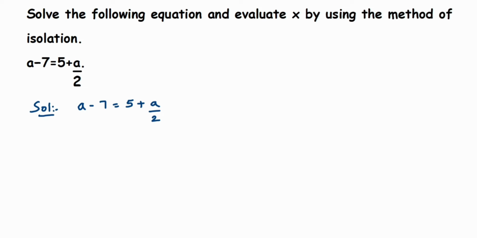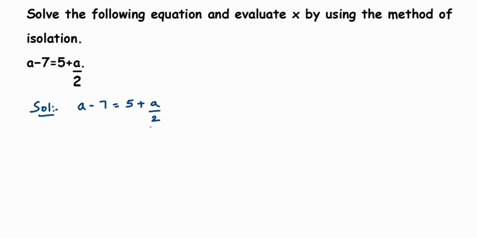So I'm going to take this a by 2 to the left hand side. Balancing method means I want to remove this a by 2 from the right hand side. I want this to be on the left hand side. So what we're going to do here is subtract a by 2. Why are we subtracting? I want to remove this a by 2. If I subtract a by 2 here, then this a by 2 will get cancelled. So we're going to subtract a by 2 on both sides of the equation.